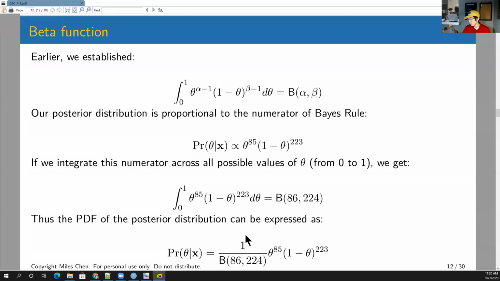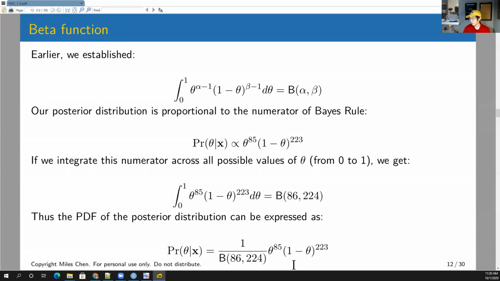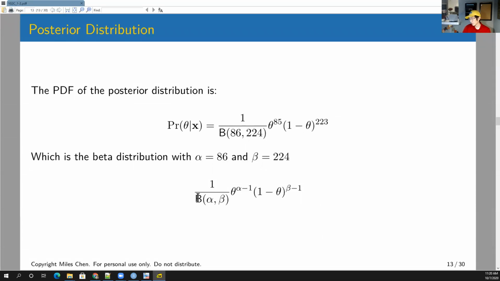Okay. All right, and so the posterior distribution is equal to this, okay? And if we look at that, this is exactly a beta distribution, right? So a beta distribution has this PDF, okay? And this is exactly a beta distribution with shape parameters 86 and 224. So if our beta distribution is 86 and 224, this thing is exactly that beta distribution.